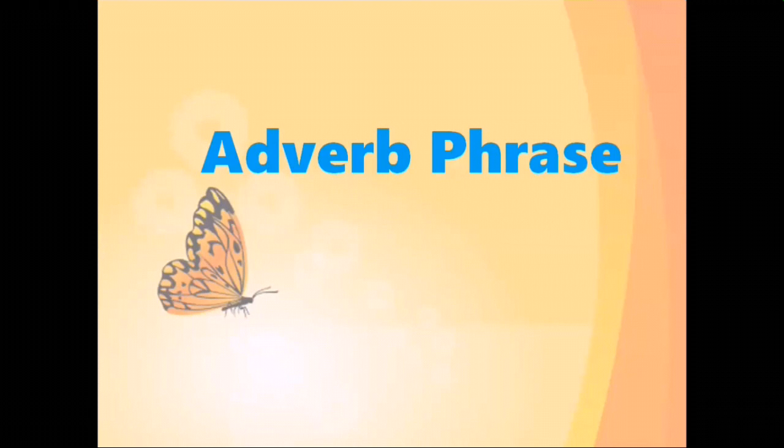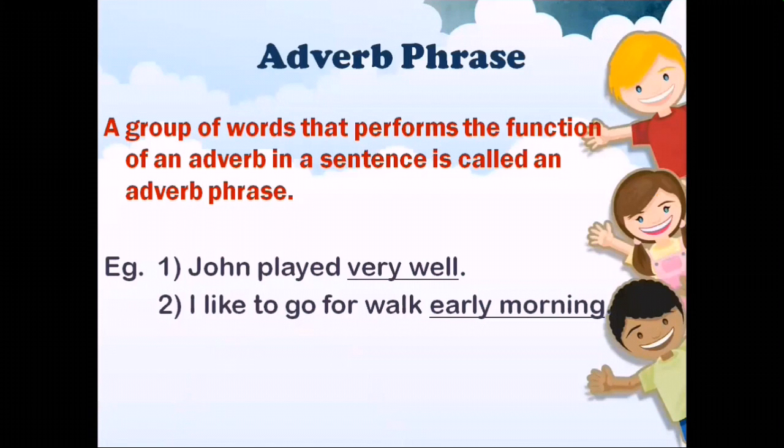The third type of phrase is adverb phrase. A group of words that performs the function of an adverb in a sentence is called an adverb phrase. John played very well. How did John play? Very well. Very well is an adverb phrase. I like to go for work early morning. Early morning is an adverb phrase.